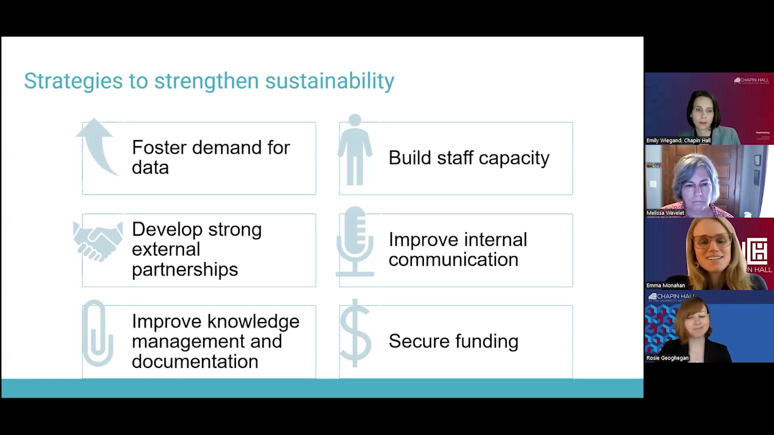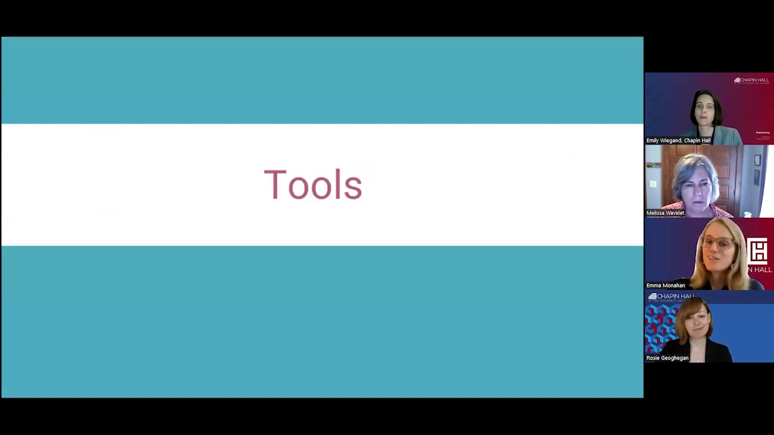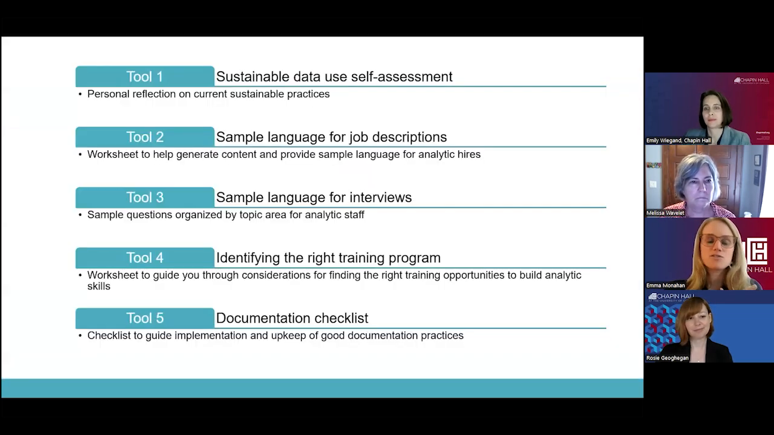Thank you, Rosie. So I am going to give another brief high-level overview of the tools. And again, when you really want to dig into them, we encourage you to click on the link in the chat and look at the toolkit yourself. But next slide. There are 5 tools, and we really designed these to be interactive, to be like worksheets or self-assessment so that you can use them, and they provide concrete resources to support you growing your sustainable data use.